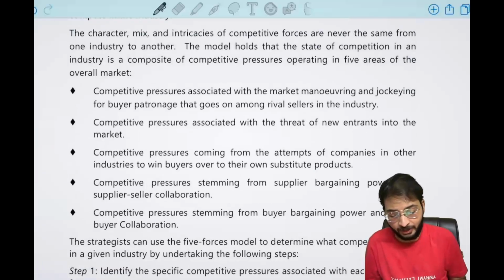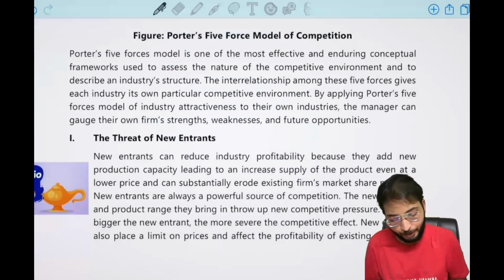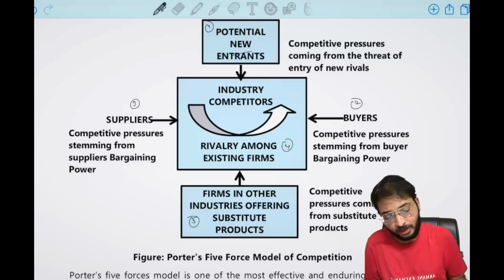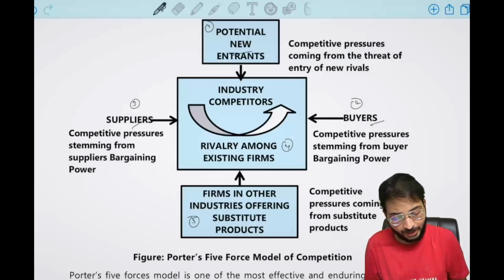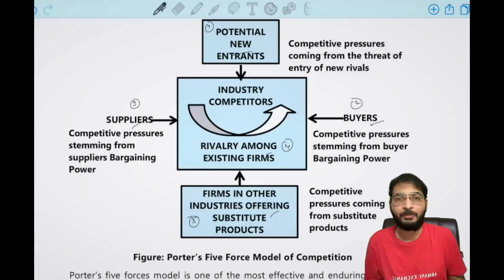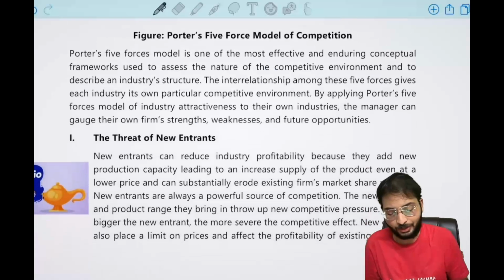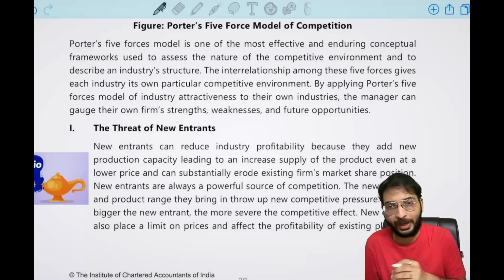What are the five? The five are called threat from new entrants, bargaining power of buyers, bargaining power of suppliers, the rivalry among the existing players, and the fifth one is called what? Yeah, it is the threat from substitutes. We'll learn each competitive force one by one. First one is called threat from new entrants.